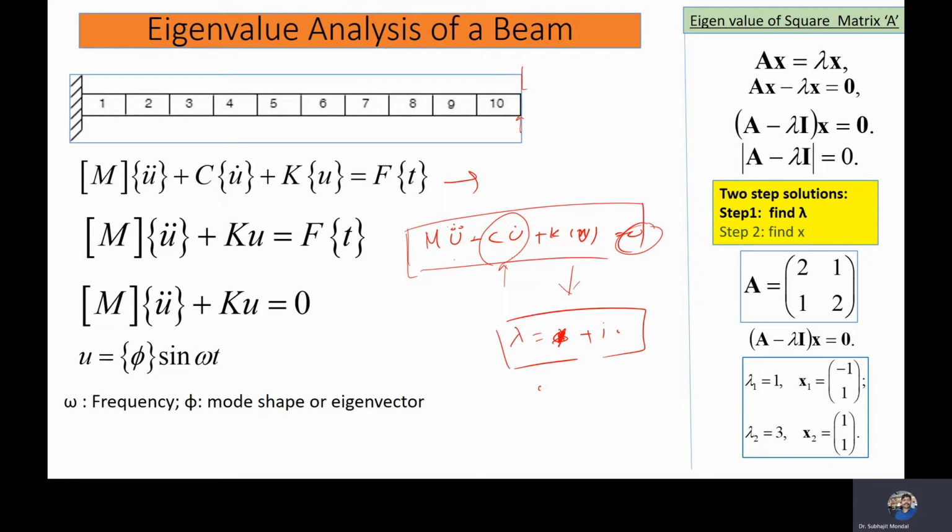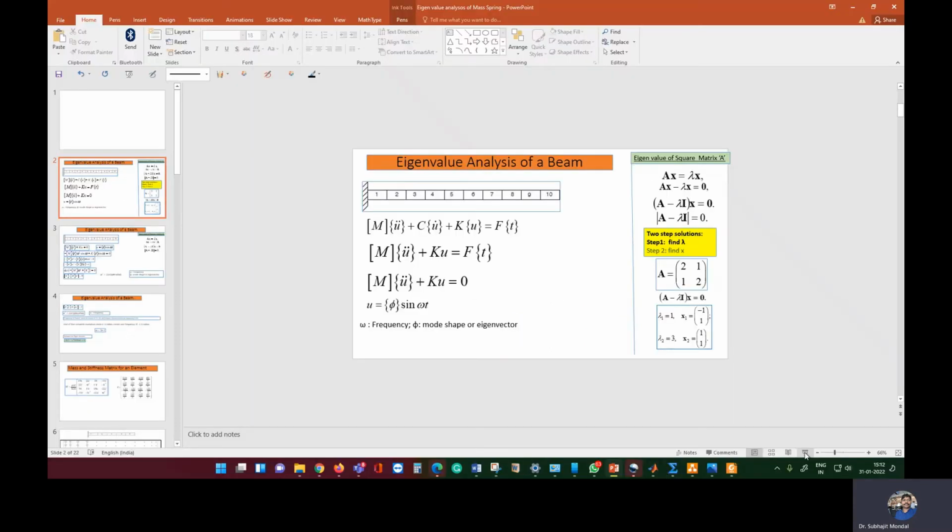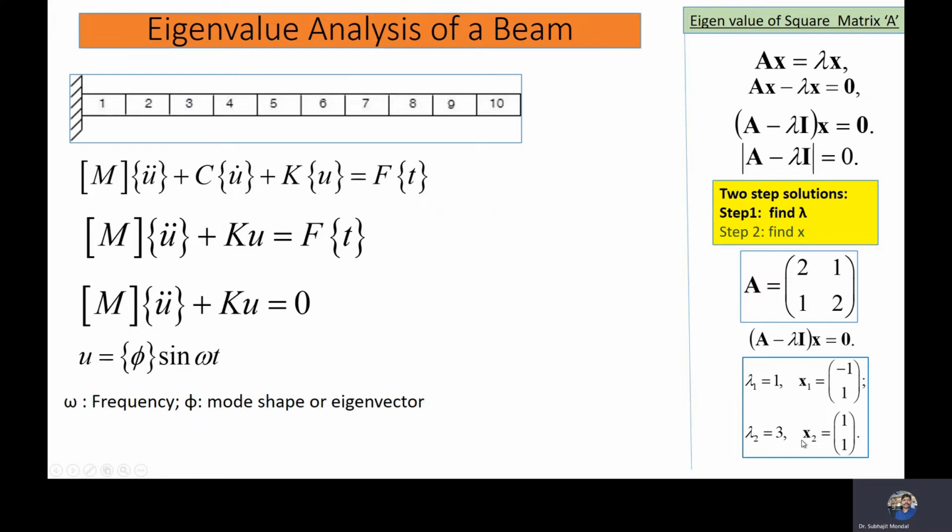Now as an engineer, it's very difficult to deal with complex numbers. So what will we do? We will try to see how we can get a real-valued solution, with the eigenvalue as a real number and the eigenvector also real. To do that, we have to consider the damping term as 0. If we consider the free vibration case where the force term is 0 and damping is 0, our equation of motion can be written in this way. That is basically the equation of free vibrations.